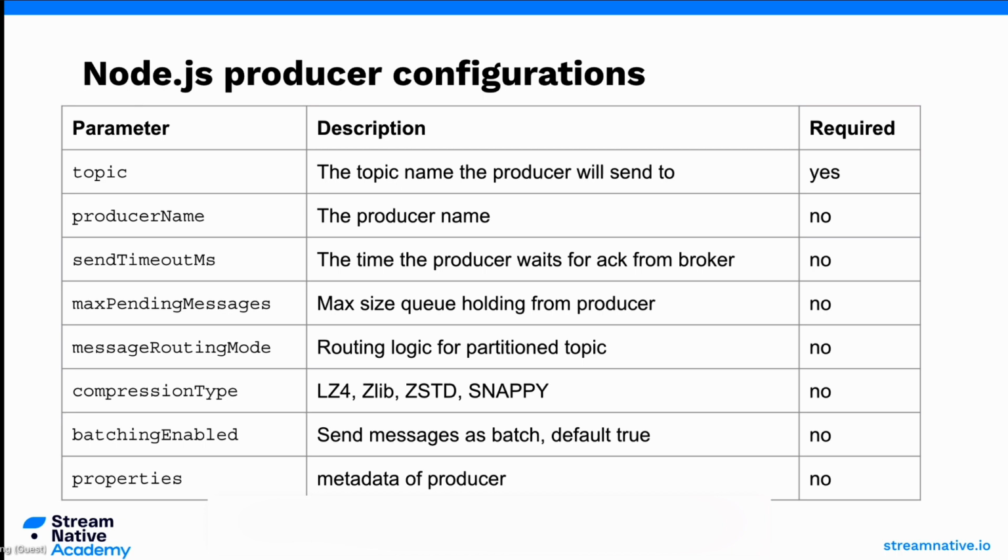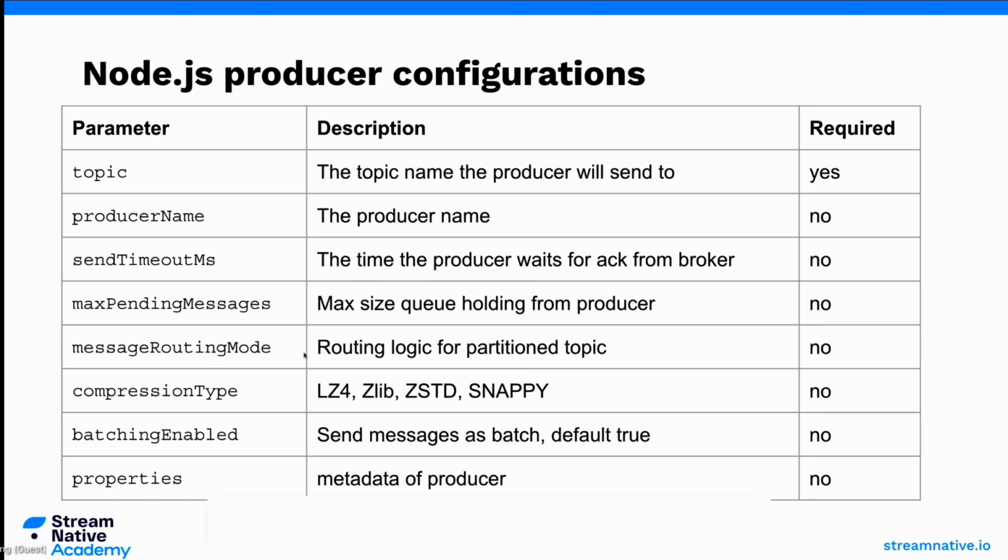If the broker does not acknowledge, you either skip or resend the message. Okay, so max pending messages. This is the queue on your Node.js side, the producer side, right? It sets the maximum queue size before the messages are auto flushed to the broker.